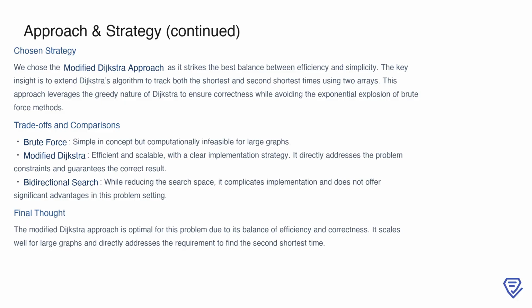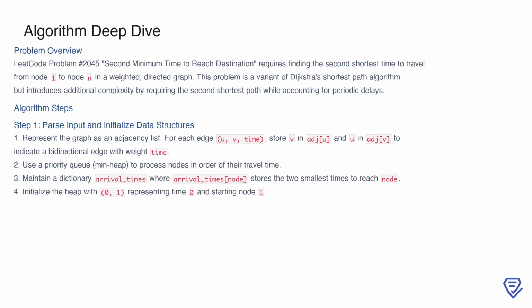In this problem, we are tasked with finding the second shortest time to travel from node 1, the starting point, to node n, the destination, in a weighted, directed graph. While it may sound similar to Dijkstra's shortest path algorithm, the added challenge lies in finding not the shortest, but the second shortest path, and accounting for periodic delays caused by traffic signals.